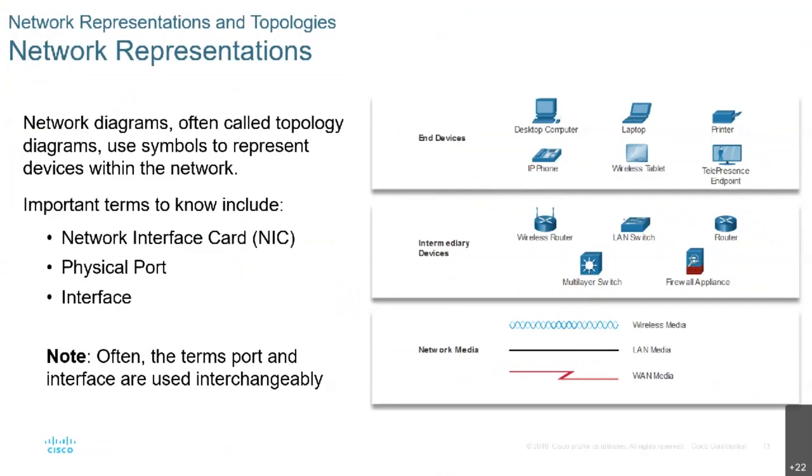No matter which device, all of them have got a network interface card. Some devices have got more than one, like a switch or a router. Another thing you should know is the network representation. A desktop computer will look like this. A wireless router will look like this. A wireless cable will look like this.